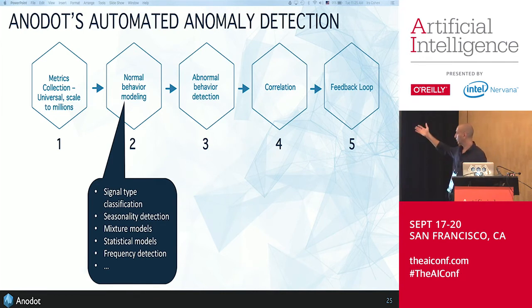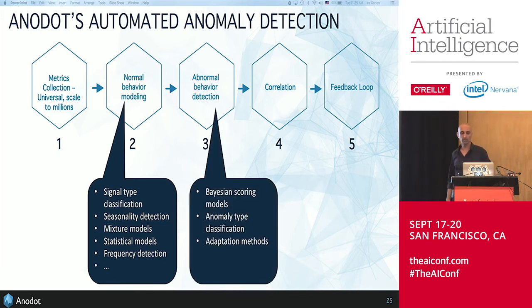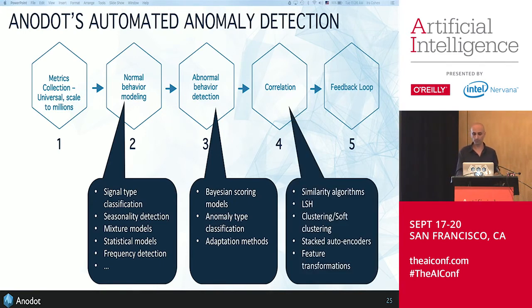The second step is that we also learn the behaviors of the anomalies and their patterns, so we can score them and classify them. Here we're using Bayesian models for scoring, and we're using anomaly type classification. And we have all sorts of adaptation methods that are implemented in production as well, all so we can find anomalies on the time series that come into our platform. Then we also do multivariate analysis of all the anomalies that we find, so we can group them together into a concise story. Here we implemented various similarity algorithms. We use LSH heavily. We use clustering and soft clustering algorithms. We use stacked autoencoders to do various transformations of the data and various feature transformations. So we have a set of algorithms working here as well.